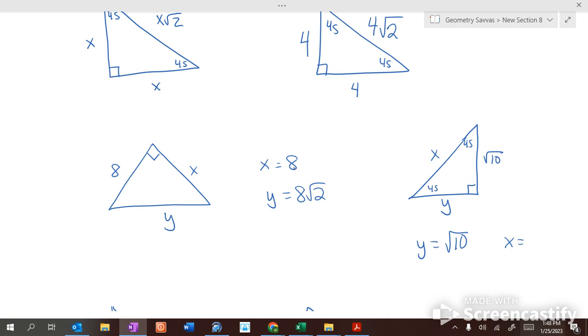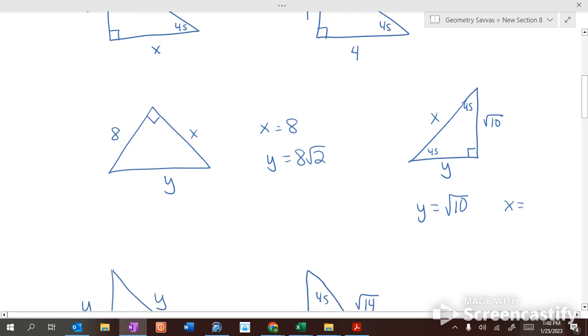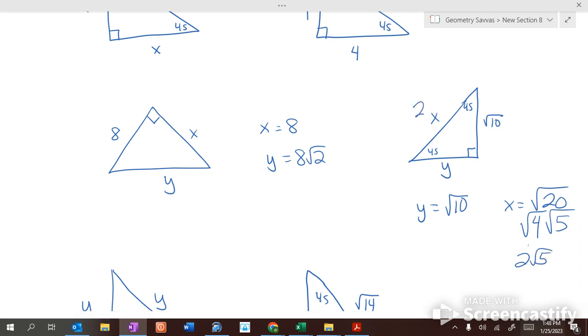What is x? Square root of 10 times the square root of 2 is the square root of 20. Now, can the square root of 20 be broken down? Yeah. Into the square root of what? 4 and 5. So it's 2 square root of 5. So this side is 2 square root of 5. Okay?